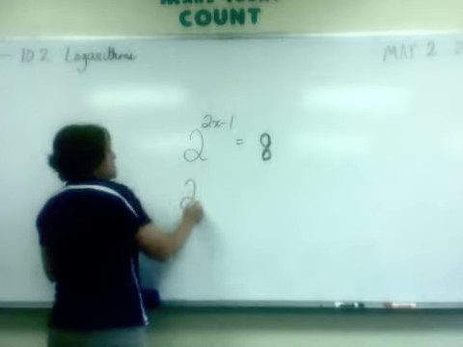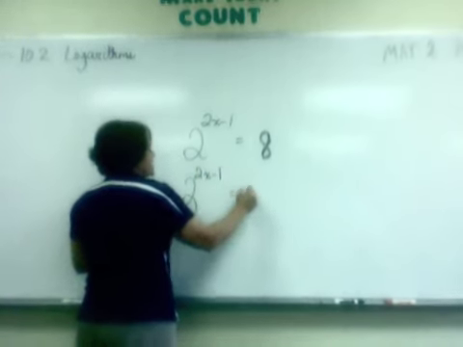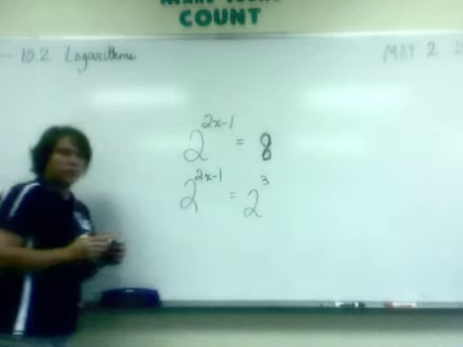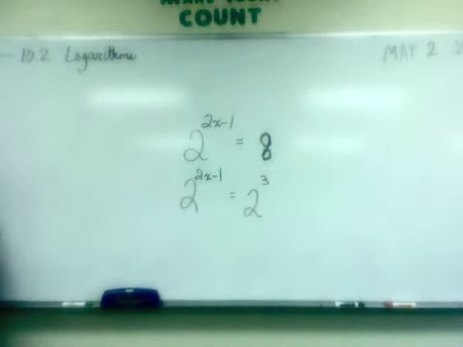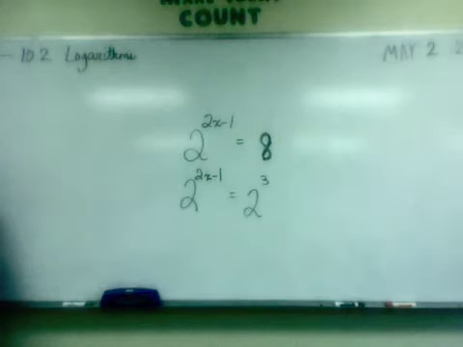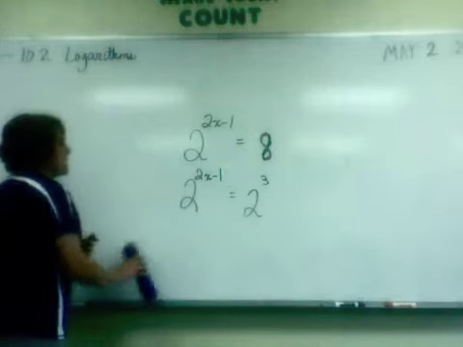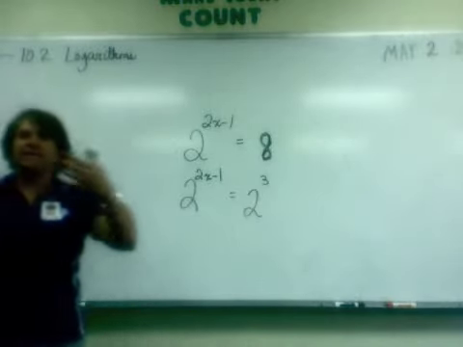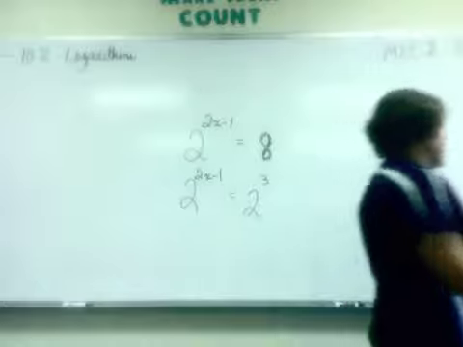So here this would be 2 to the 2x minus 1 is equal to 2 to the 3rd power. And once the bases are identical, then all we focus on are the exponents. Well, it's the same thing with logarithmic equations. The first ones that we're going to look at, you're going to have a log equal to a log.